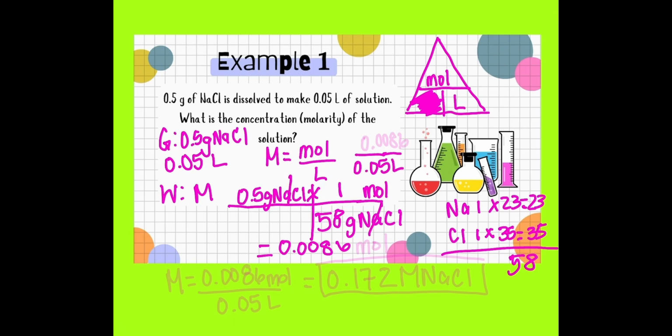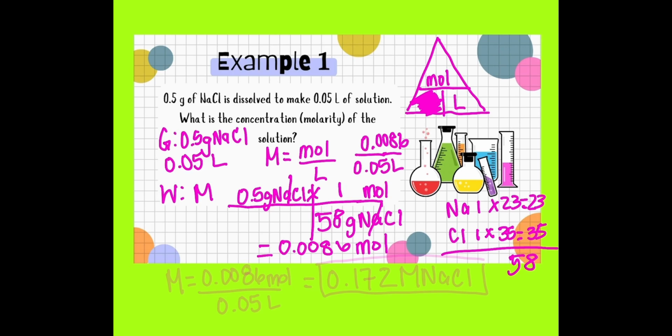And so that's my number of moles. Since that's my number of moles, now I could take that number and put it in my formula. So 0.0086 divided by 0.05, and it gives me, for my final answer, actually I'm going to bring this down here.